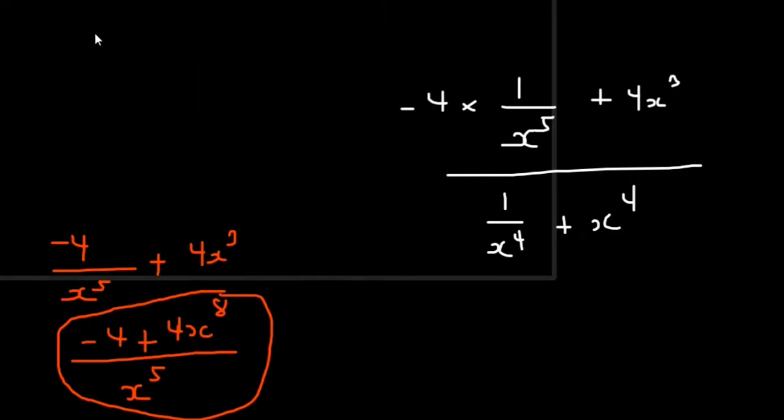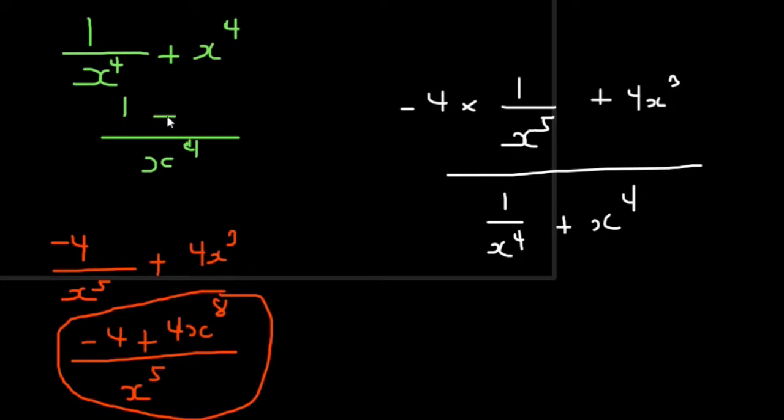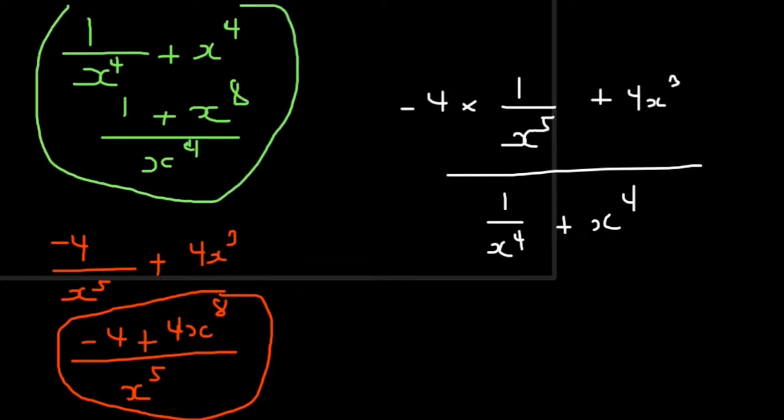So for the denominator, I have 1 over x to the power 4 plus x to the power 4. So I can make x to the power 4 the LCM here. 1 over x to the power 4 times this. I also have my 1 here, and then plus x to the power 4 times x to the power 4. So this will give me x to the power 8 because the exponent will add up. So I have this also as my denominator. This whole thing represents this.